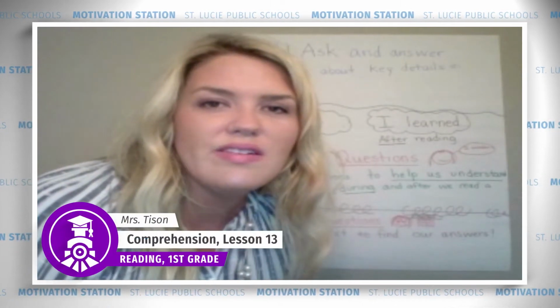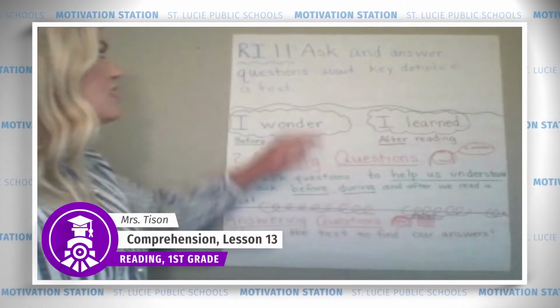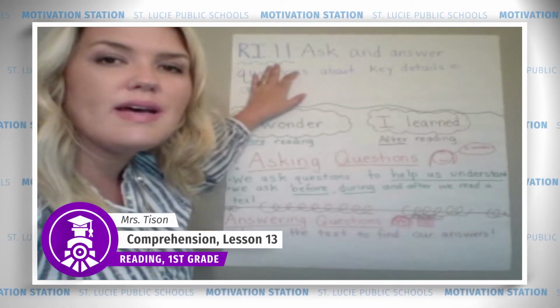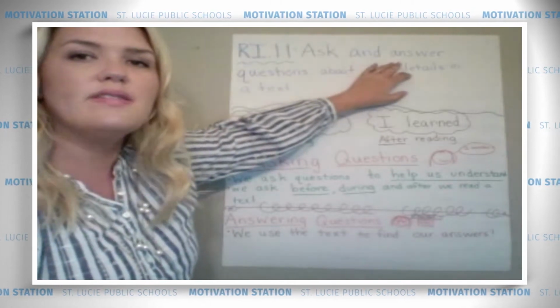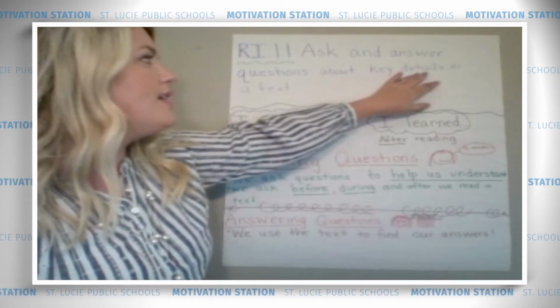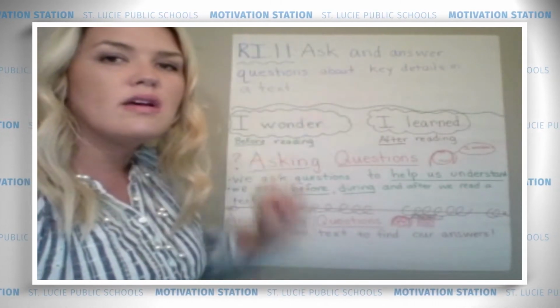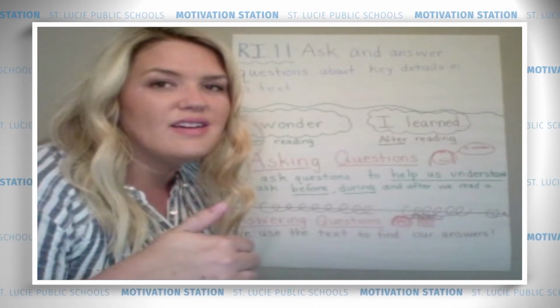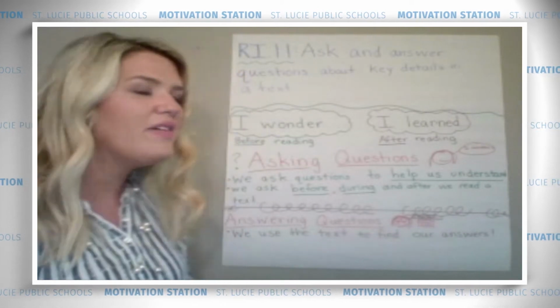Let's go over our standard and get started. Our standard for today is RI 1.1. What does that mean? Ask and answer questions about key details in a text. We have seen this standard before. Thumbs up if you've seen this standard. Yay! I know you all have.